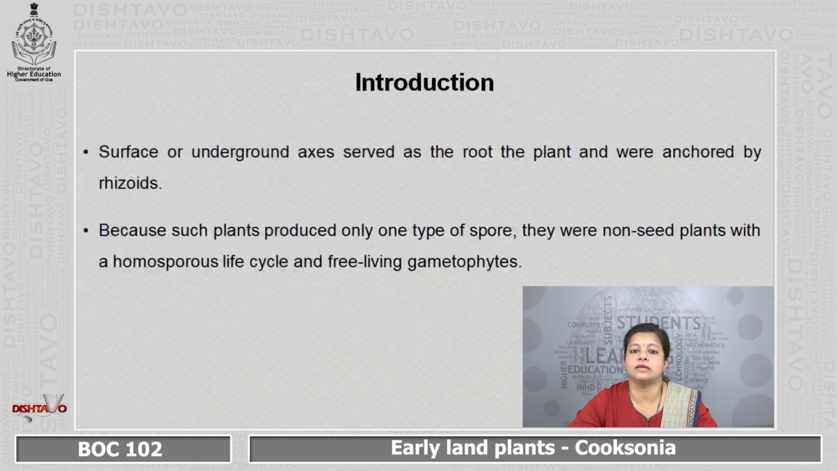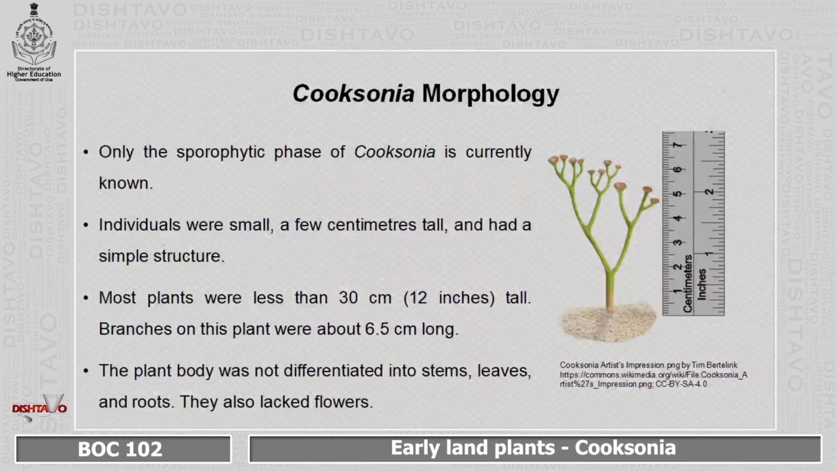The surface of the underground axis served as the root to the plant, which was anchored by rhizoids. Because such plants produced only one type of spore, they were called homosporous plants. They had free-living gametophytes. Coming to Cooksonia morphology, only the sporophytic phase of Cooksonia is currently known.